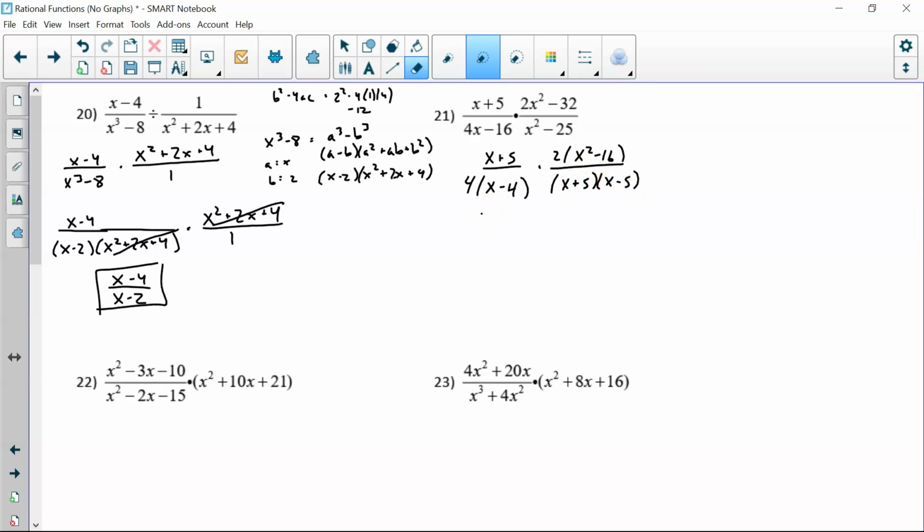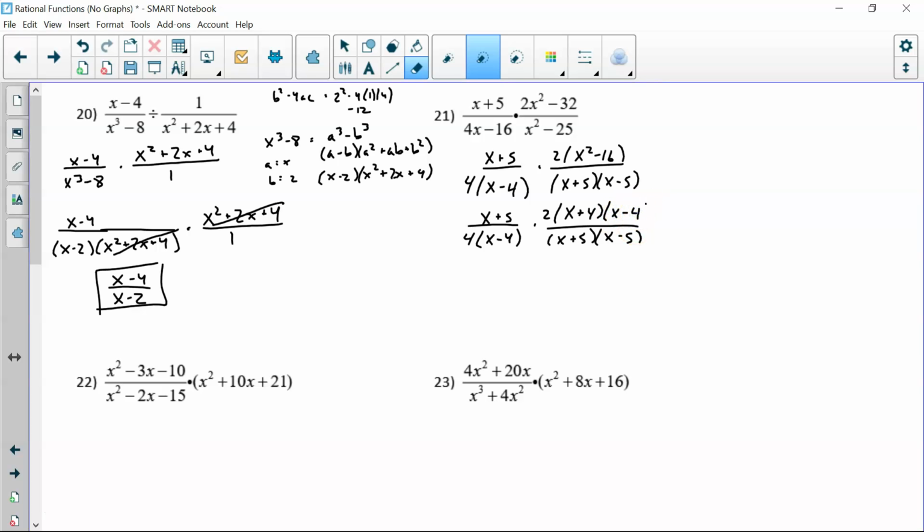Let's keep factoring now. (x + 5) over 4 times (x - 4), times (x + 5)(x - 5). And for the numerator, 2 times (x² - 16) is 2(x + 4)(x - 4).